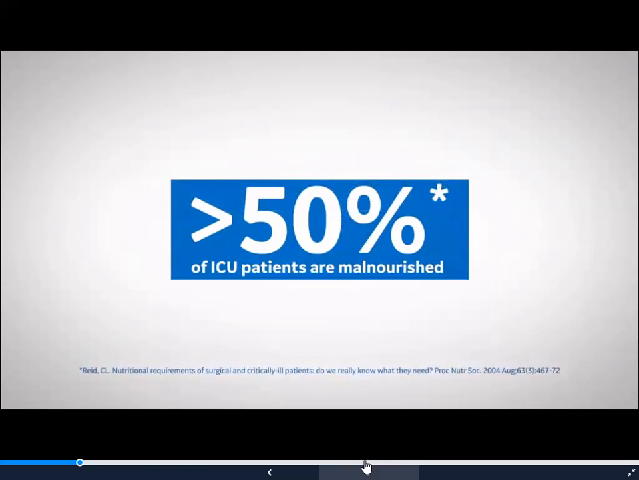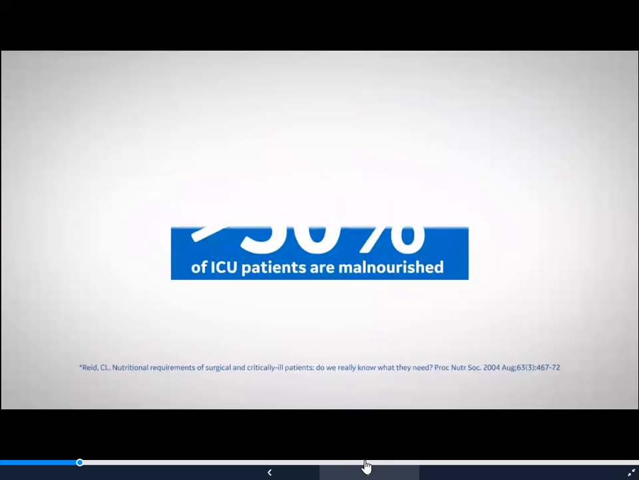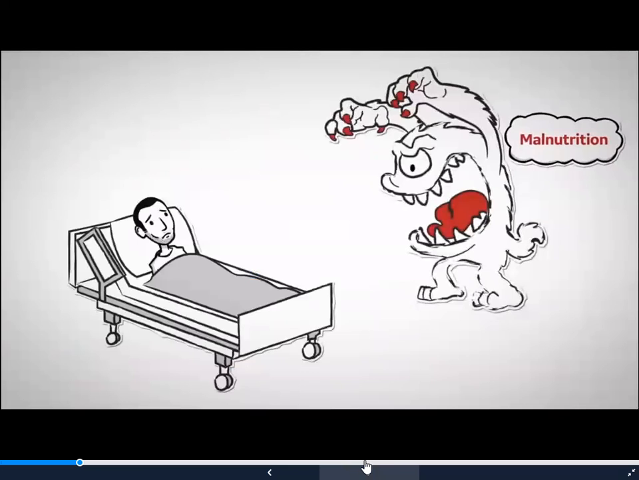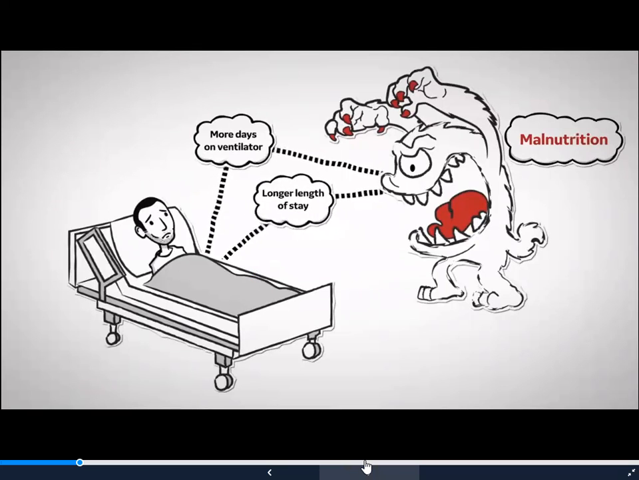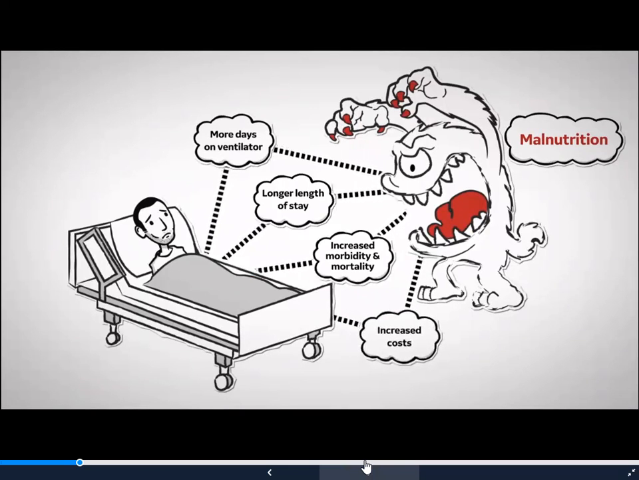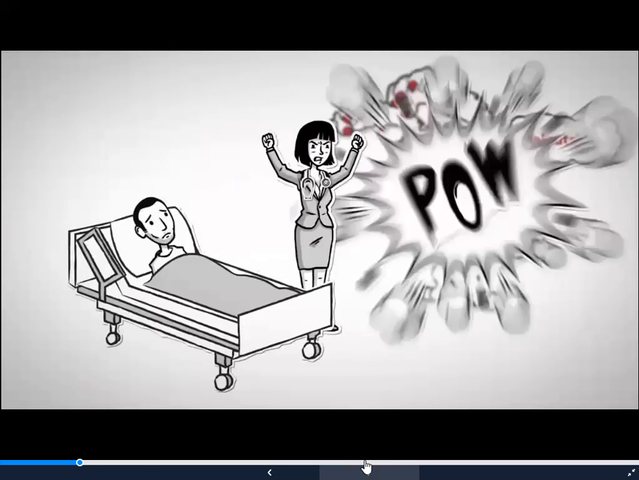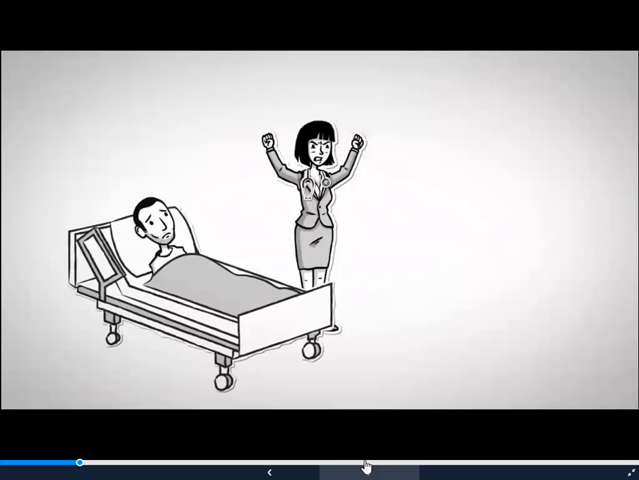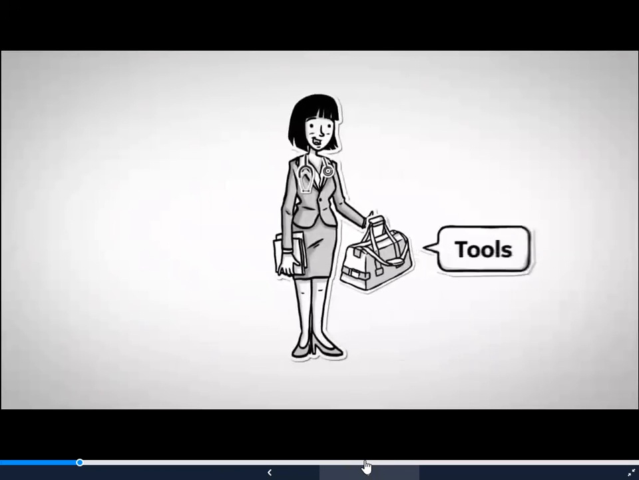Did you know more than 50% of ICU patients wind up malnourished? When a patient suffers from malnutrition, they can become dependent on the mechanical ventilator. This means they will be in the hospital longer, which increases morbidity and mortality as well as costs. The dietitian's job is to protect patients from malnutrition by providing proper nutrition intervention. And luckily, there are tools to help the dietitian do just this.